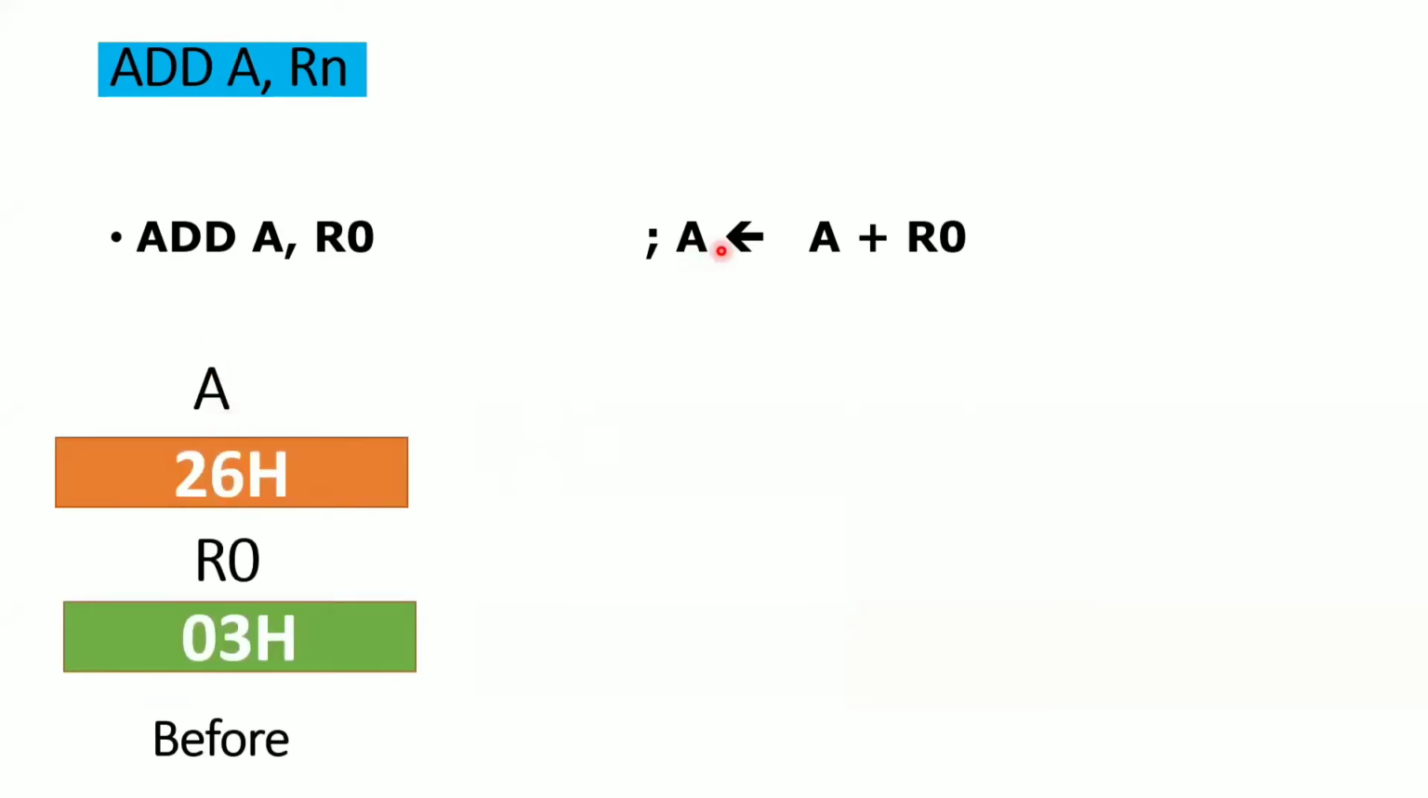So now you will take one example. That means ADD A is equal to A plus R0. Now take an example: A consists of 26h and R0 consists of 03h. Now after execution of this instruction, what will be the contents of the A register and the R0 register?